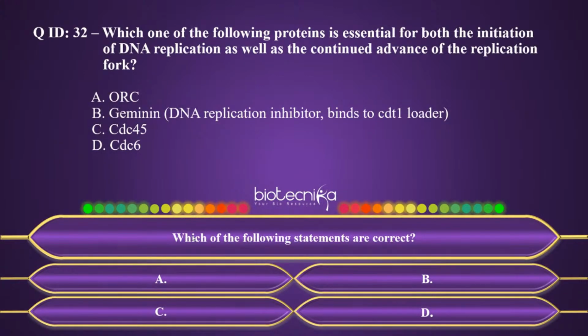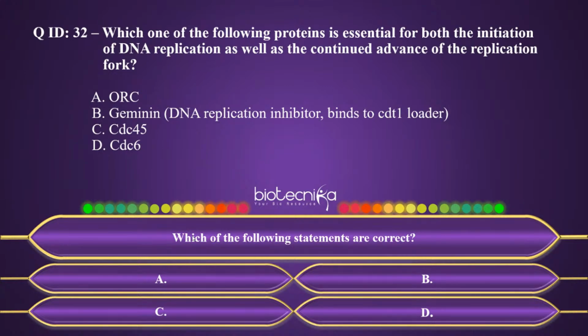Now coming to question ID 32. This particular question says, which one of the following proteins is essential for both the initiation of DNA replication as well as the continued advance of the replication fork. So the proteins shown here are essential for the initiation of DNA replication as well as for the continuation of the advancing replication fork. You have to choose the correct option here, right?